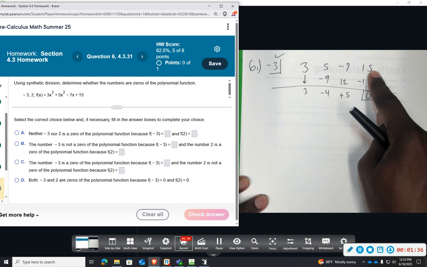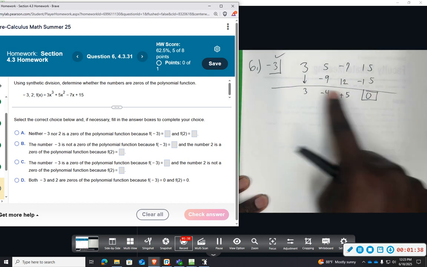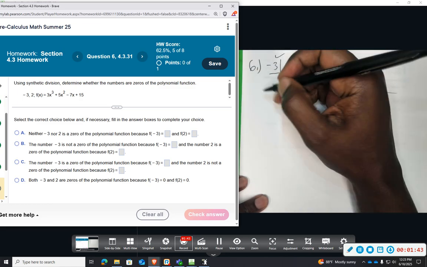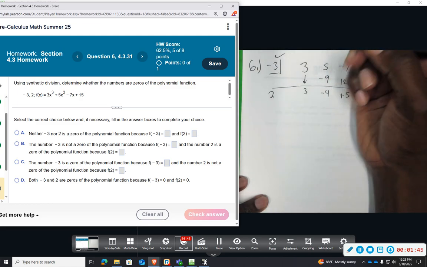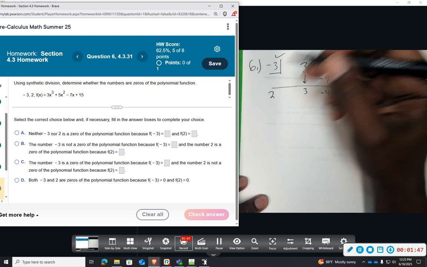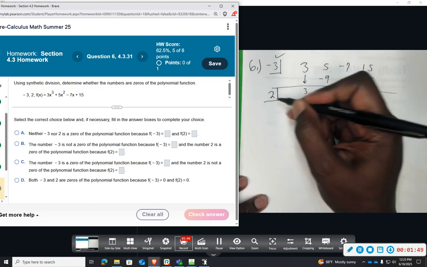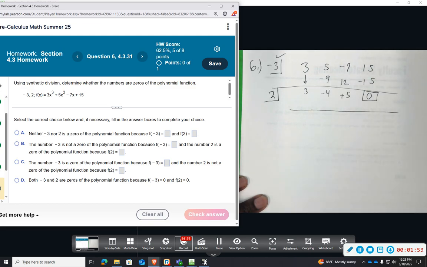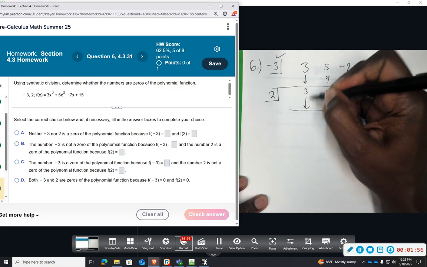Okay, so what I was mentioning is that I don't have to restart and do 3, 5, -7, 15 again. Once I find a 0, I can continue on. If the next number works out, this will also end in a 0. It will be the same if you start it over, but you don't have to start over. So we're going to plug in a 2, and we're going to just pick up with the new remaining coefficients. We're going to bring down the 3.